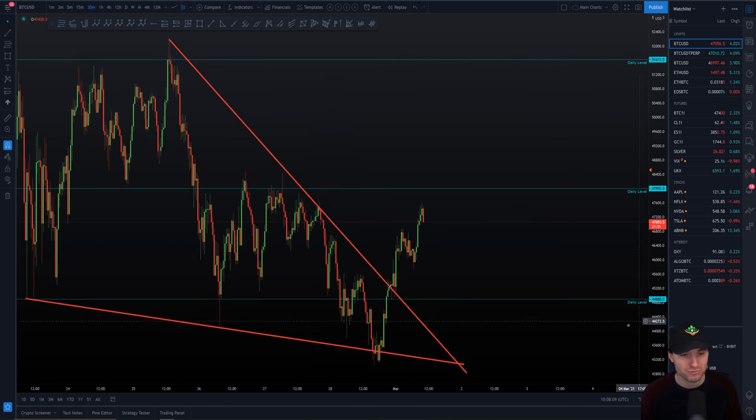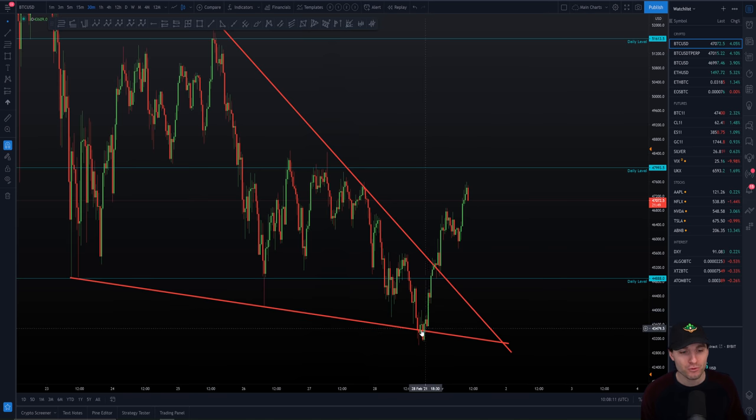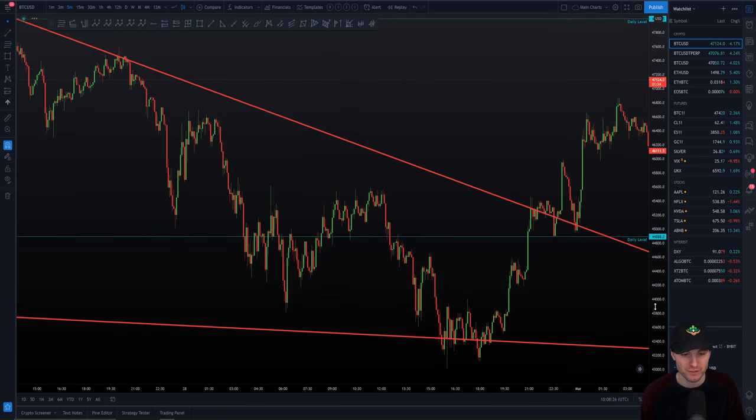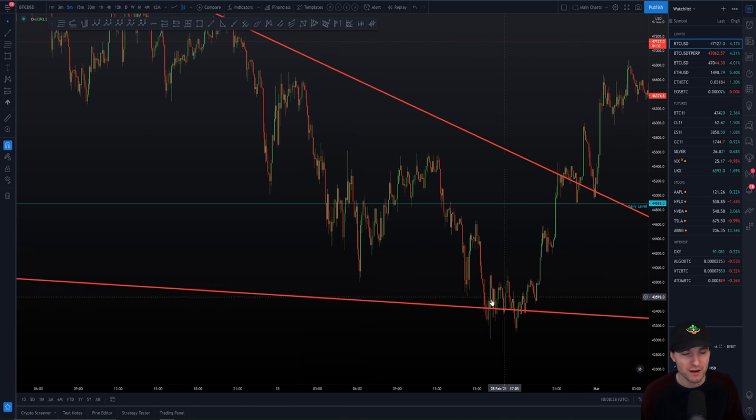And this, in my opinion, was really nice because the people that were longing the bottom of the falling wedge would have got stopped out. Essentially, everybody that wanted to long the falling wedge would have closed as you started to get these closes below the falling wedge. Because what are most people going to be thinking? You have to remember this is a pretty obvious pattern. Most people are going to be thinking that if they're longing the low of the falling wedge and it starts to close below it, then they're going to get out of their trade.